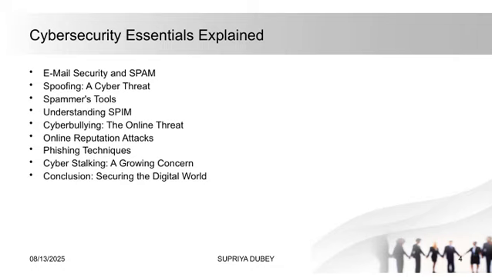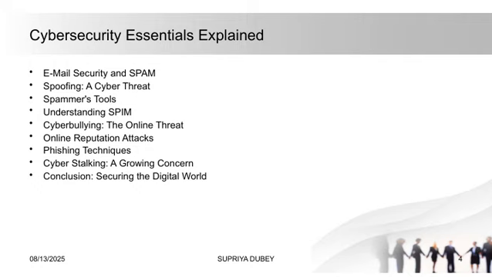Today, we're going to explore some essential aspects of cybersecurity that are crucial for protecting ourselves online. We'll start with email security and spam, which are common threats that can compromise our personal information. Understanding spoofing is also vital, as it's a cyber threat where attackers impersonate legitimate sources to deceive us. We'll look into the tools spammers use to send unwanted messages and how SBIM, spam over instant messaging, adds another layer of risk in our digital communication.